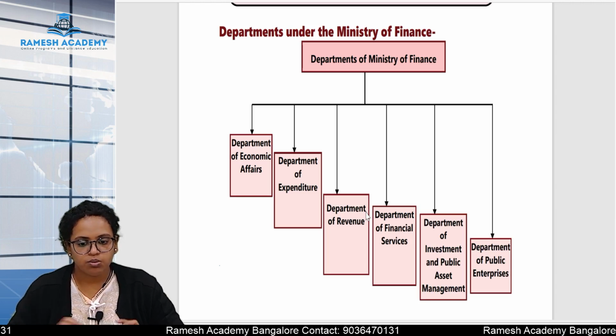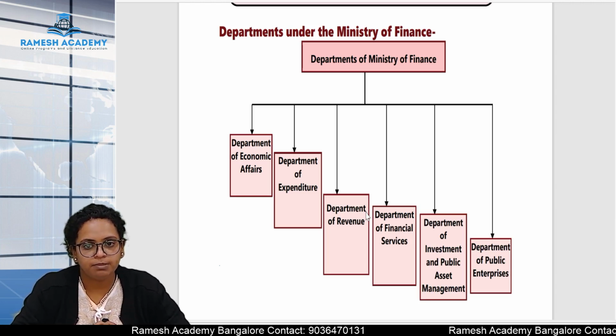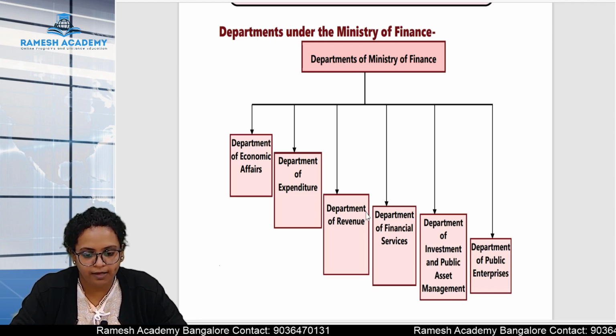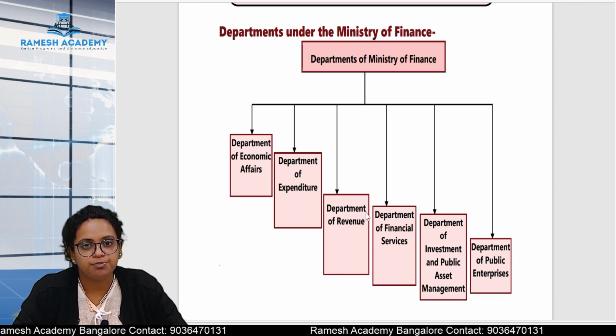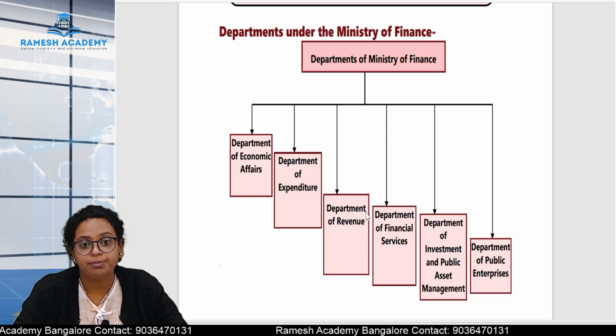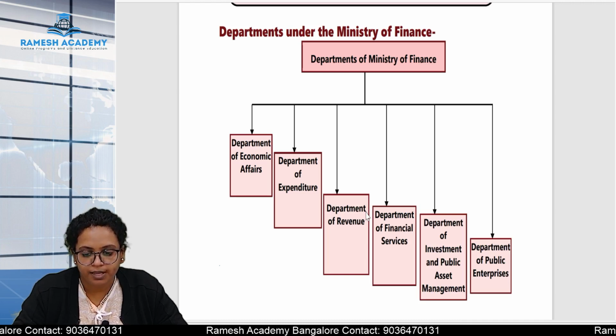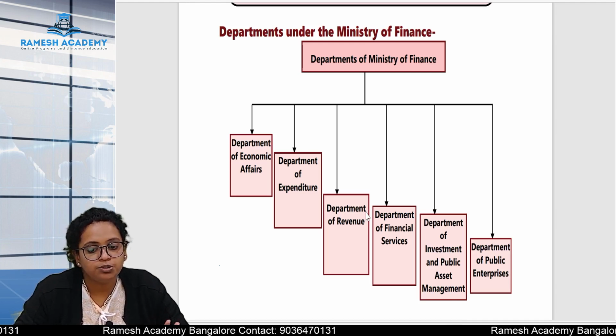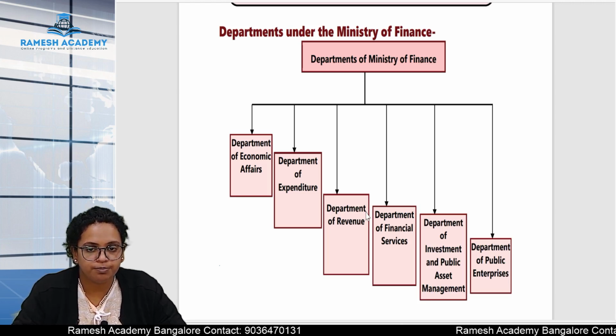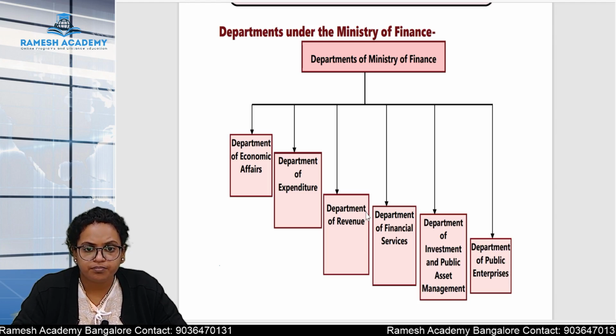Okay, so what are the departments in the Ministry of Finance? So we have around 6 departments. Under the Ministry of Finance: Department of Economic Affairs, Department of Expenditure, Department of Revenue, Department of Financial Services, then we have Department of Investment and Public Asset Management, and Department of Public Enterprises. So these are the subdivisions of the departments in the Ministry of Finance.